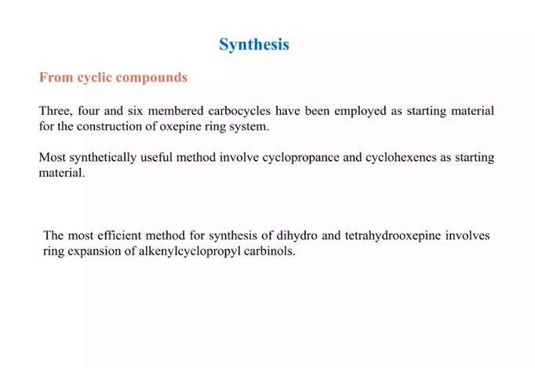Synthesis of oxepine from cyclic compounds. 3, 4 and 6 member carbocycles have been employed as starting materials for the construction of the oxepine ring system. My friend, the most synthetically useful method involves cyclopropanes and cyclohexanes as starting materials. The most efficient method for synthesis of dihydro and tetrahydrooxepines involves ring expansion of alkynyl cyclopropyl carbinols.